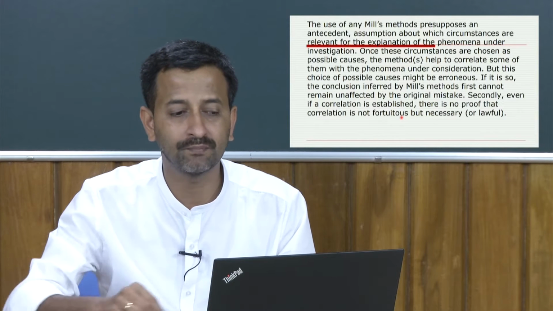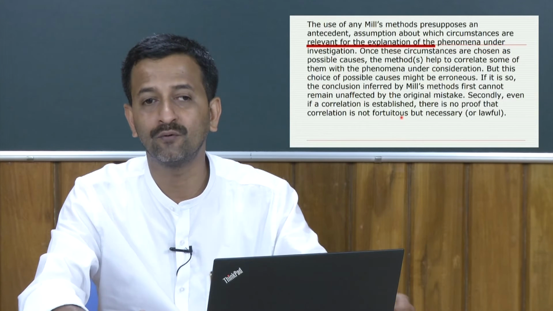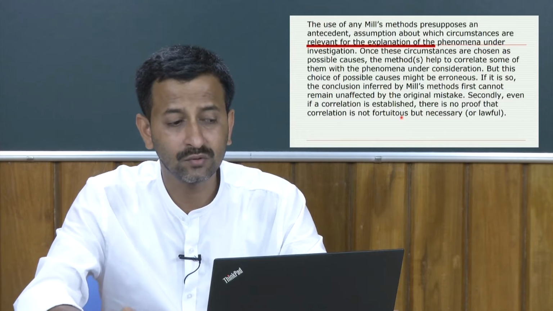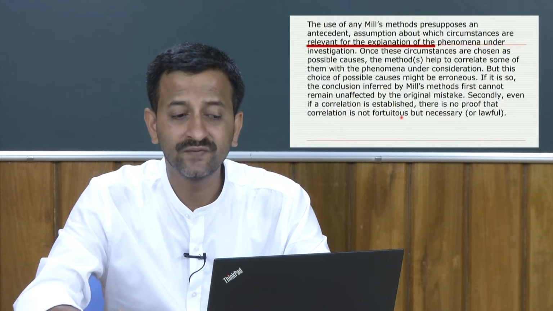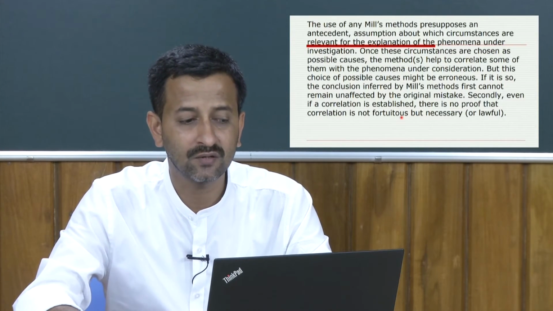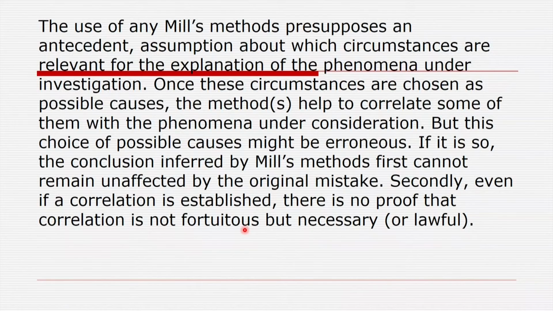But this choice of possible causes might be erroneous. If it is so, the conclusion inferred by Mill's methods cannot remain unaffected by the original mistake. Secondly, even if a correlation is established, there is no proof that the correlation is not fortuitous, but necessary.